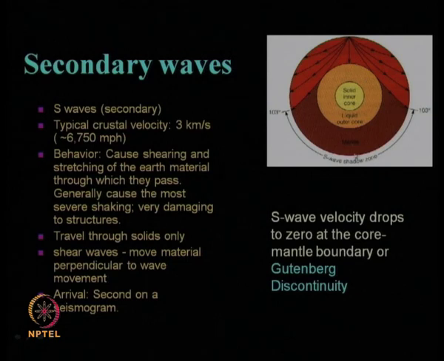So, the boundary between the mantle and the outer core is called Gutenberg boundary. So, once this secondary wave touches that Gutenberg boundary or Gutenberg discontinuity, immediately the velocity drops down to 0, because it cannot travel through the liquid media of the outer core.